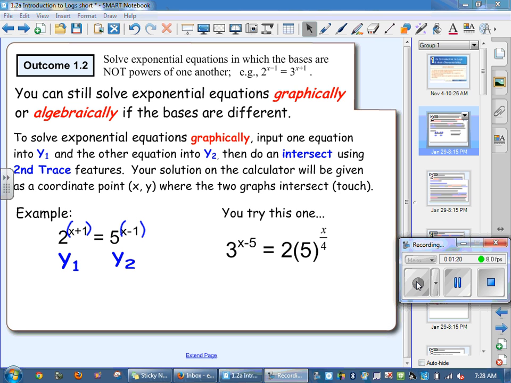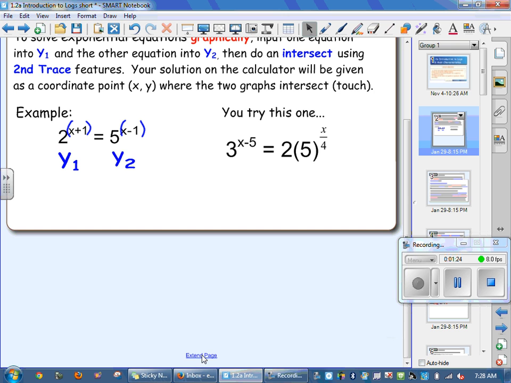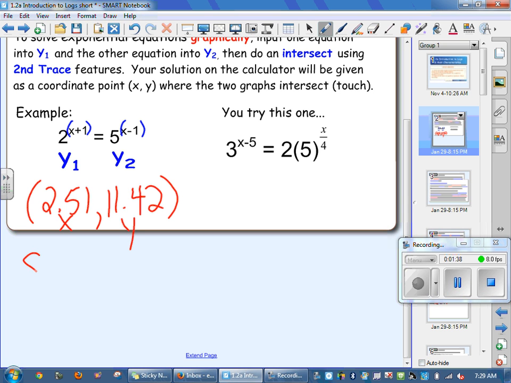Okay, taking a look at those, you would have found your intersection point to 2 decimal places. We would have found this intersection point here being 2.51 and 11.42. Now, in the coordinate point we have x and y, so our solution is 2.5, because we're looking for the x value. You guys try the one on the right here. Let's do this one again. Push pause, and then when you're ready, push play.